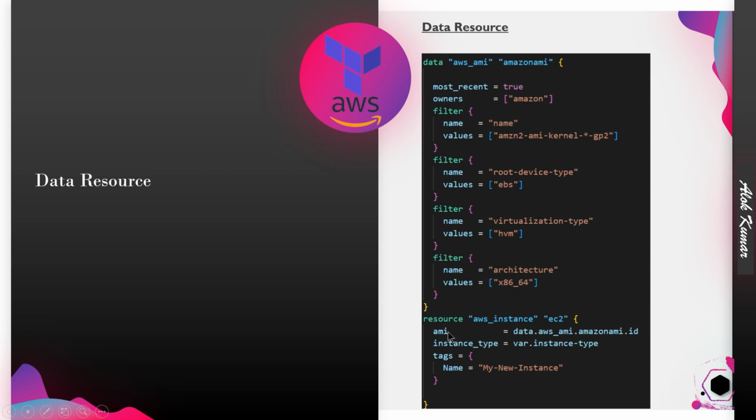For the AMI, previously we were using the var. Now we are going to use data.aws_ami, and then the local name of that particular data resource, the Amazon AMI that I am going to use. You can select any of them, and using the ID you are able to fetch the ID. And this is the tag. You are already familiar with all these things.